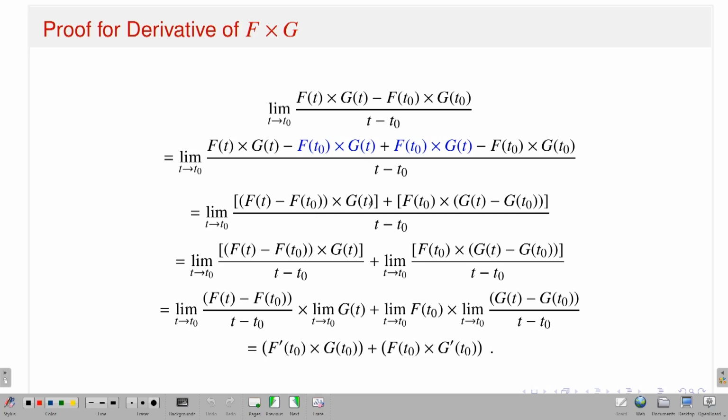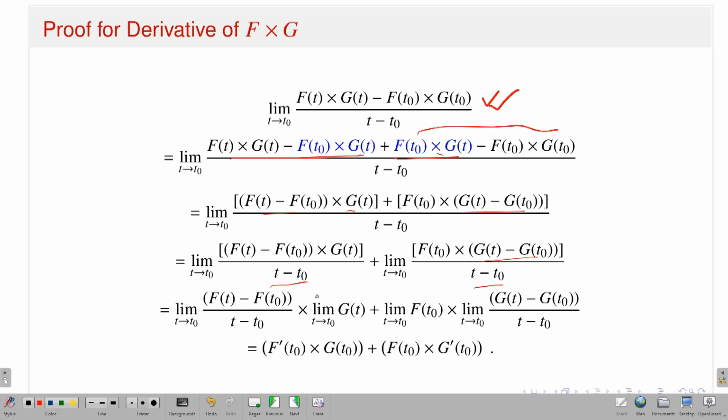Similarly, the cross product you can also do. So again you have to just calculate this limit, (F(t) cross G(t) − F(t₀) cross G(t₀)) divided by (t − t₀). Again in that case also you just add and subtract. So I am just adding this term and subtracting this term in the numerator, so it will be the same as it is. So what you have to do is arrange or club together the terms. So you can write (F(t) − F(t₀)) cross G(t), and these two terms are F(t₀) cross (G(t) − G(t₀)). Then you just break the limit: the limit of (F(t) − F(t₀)) cross G(t) divided by (t − t₀), plus the limit as t approaches t₀ of F(t₀) cross (G(t) − G(t₀)) divided by (t − t₀).